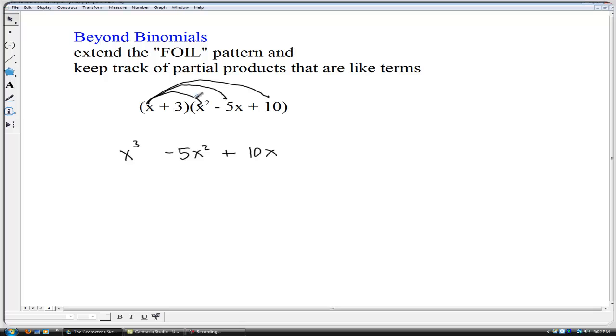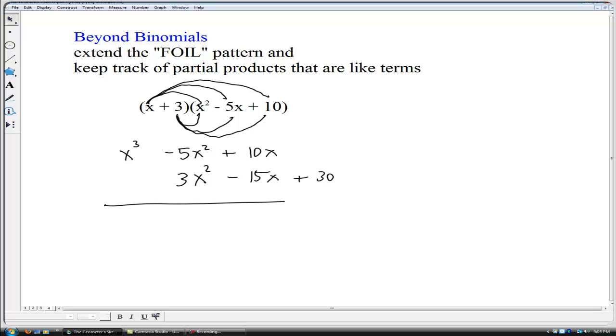Now that I have distributed this first term to these three, I need to next distribute this constant. And now when I multiply 3 times x squared, that gives me 3x squared. I'm going to put that in the column with my other degree 2 term. When I multiply 3 times negative 5x, I get a negative 15x. That's also a like term with 10x. So this is my degree 1 column. 3 times positive 10 is 30. That gets its own column, the constants.